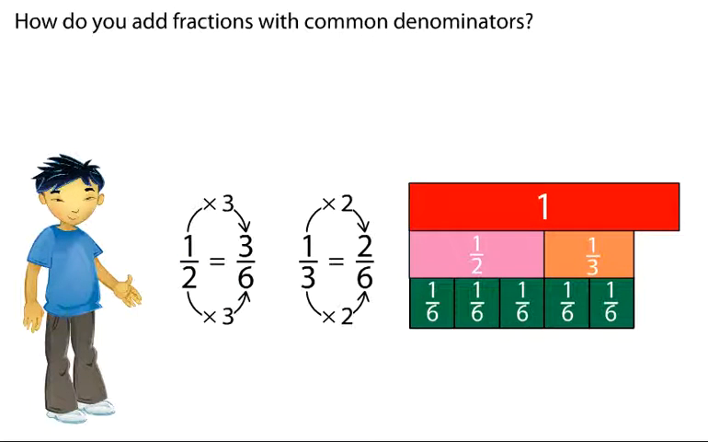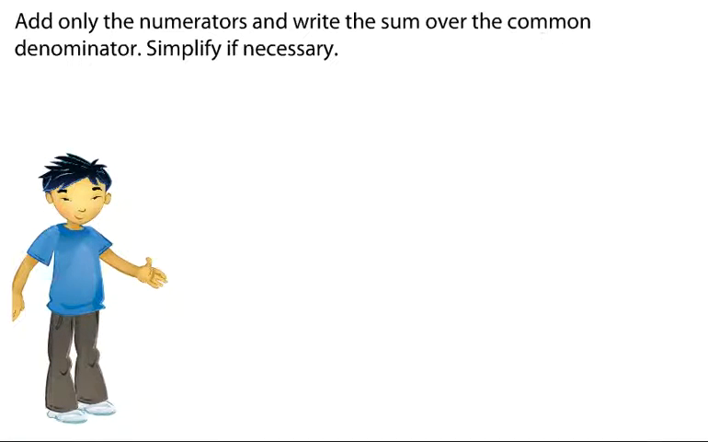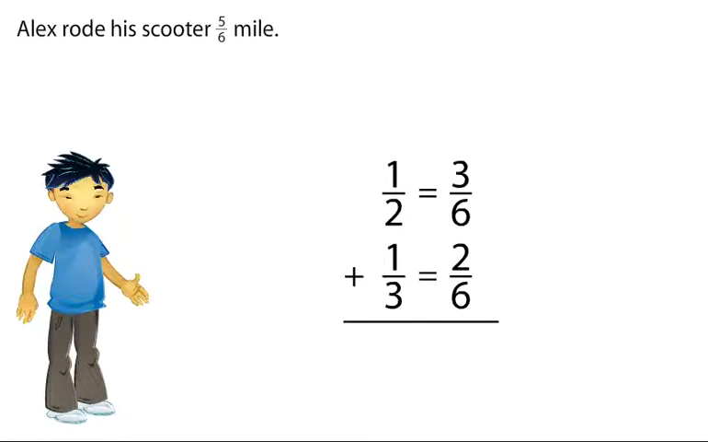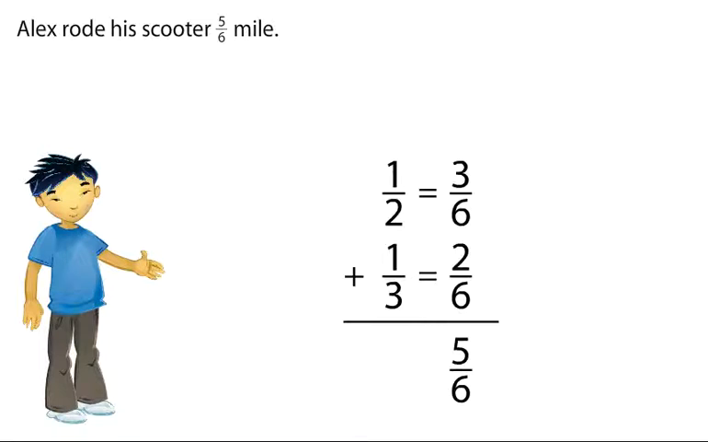How do you add fractions with common denominators? Add only the numerators and write the sum over the common denominator. Simplify if necessary. Alex rode his scooter 5/6 of a mile.